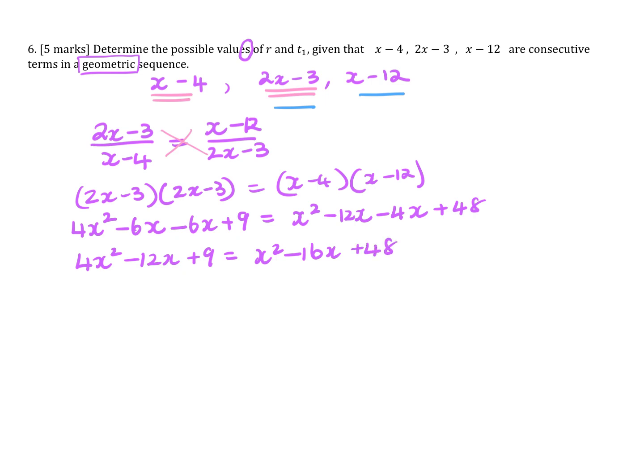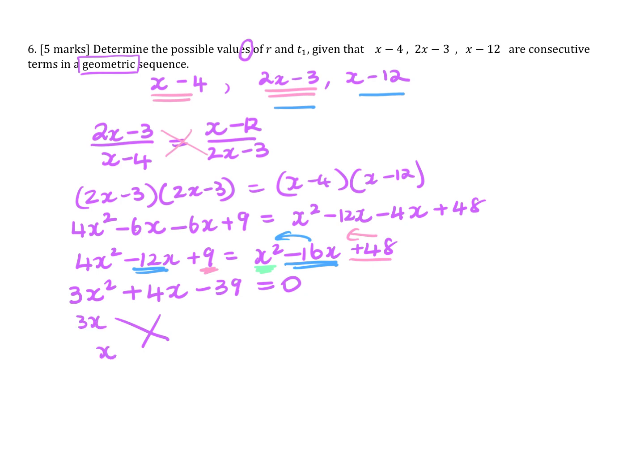I'm going to take everything over to the left-hand side. So move this x squared over. That's going to make 3x squared over here. Then what have I got next? Negative 12x here, and taking that over, I'm going to add 16x to negative 12x, which will give me plus 4x. And then finally here I've got 9, and now it's going to be take away 48, which will give me minus 39 equals 0. I'm going to solve this quadratic.